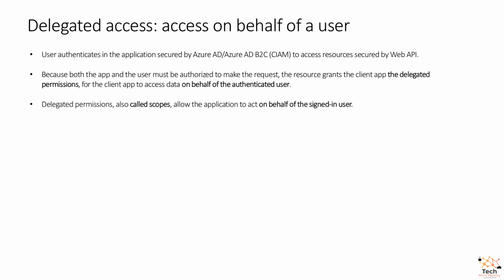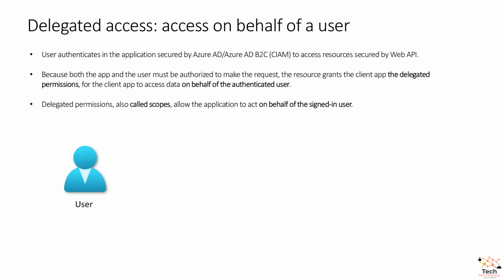Now, delegated permissions are also called scopes, and those allow the application to act on behalf of a signed-in user. So when we call the identity provider from our web application, so Azure AD or Azure AD B2C, we define scopes, and then we say which permissions the application needs to contact a resource like a web API and get the data in the context of the authenticated user.